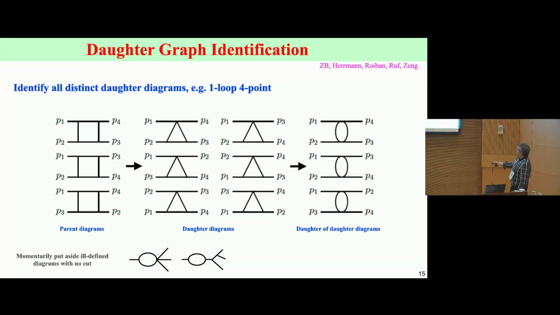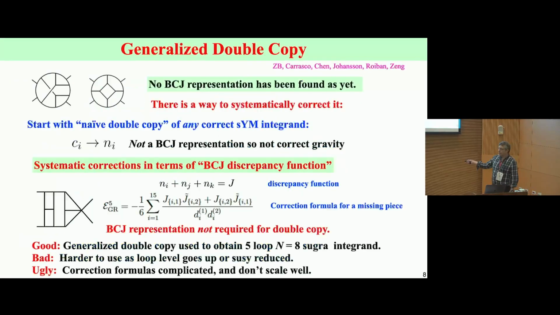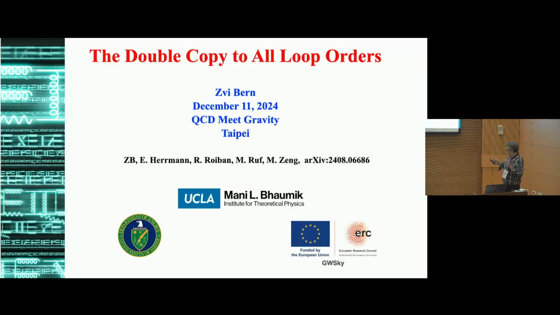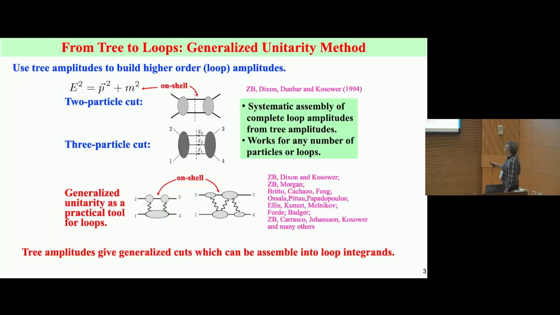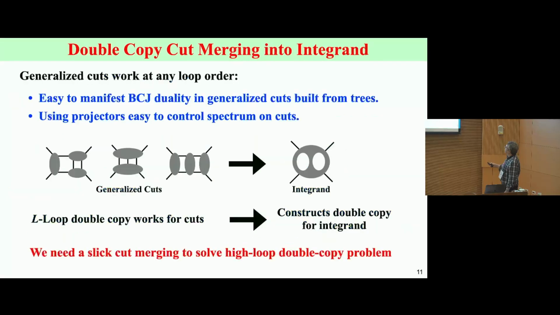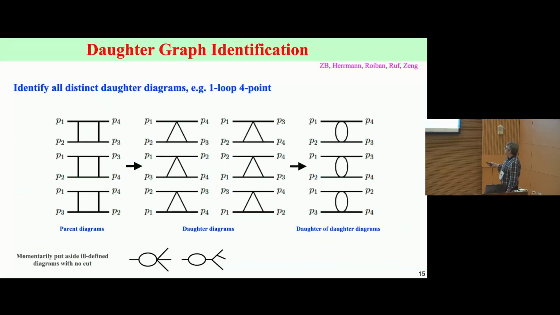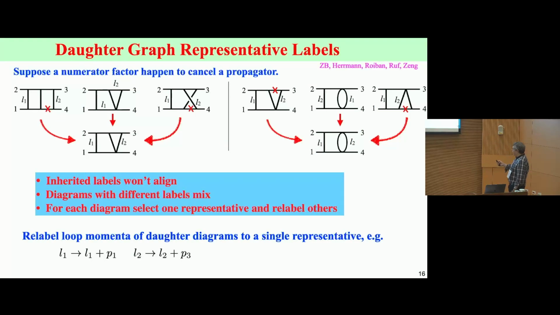And then you can go on. You can take the daughter and its daughter. There's one more pinch you can do here, and then you get 3 of these bubble type diagrams. You can continue the process, but let's put this aside for a moment. We'll return to this. Don't worry. Okay, so let's see how this works.